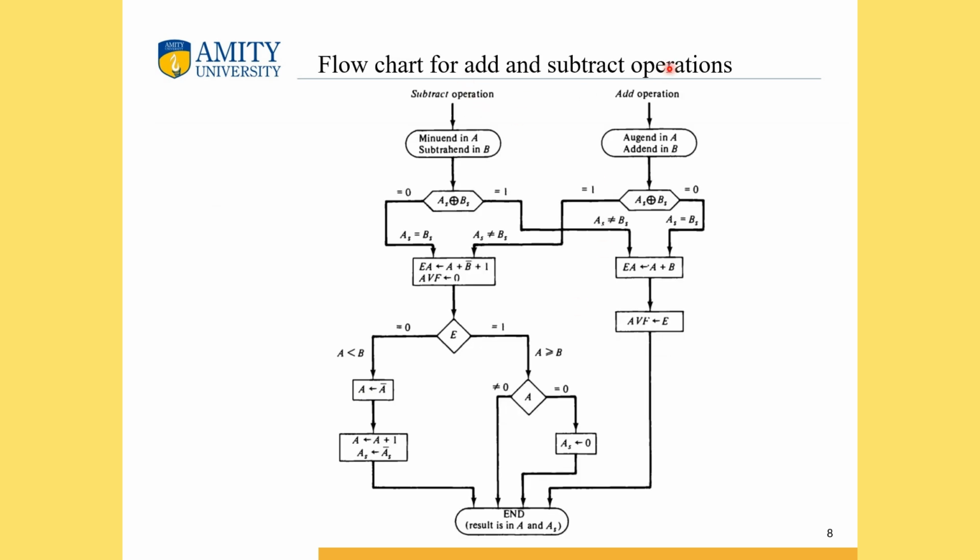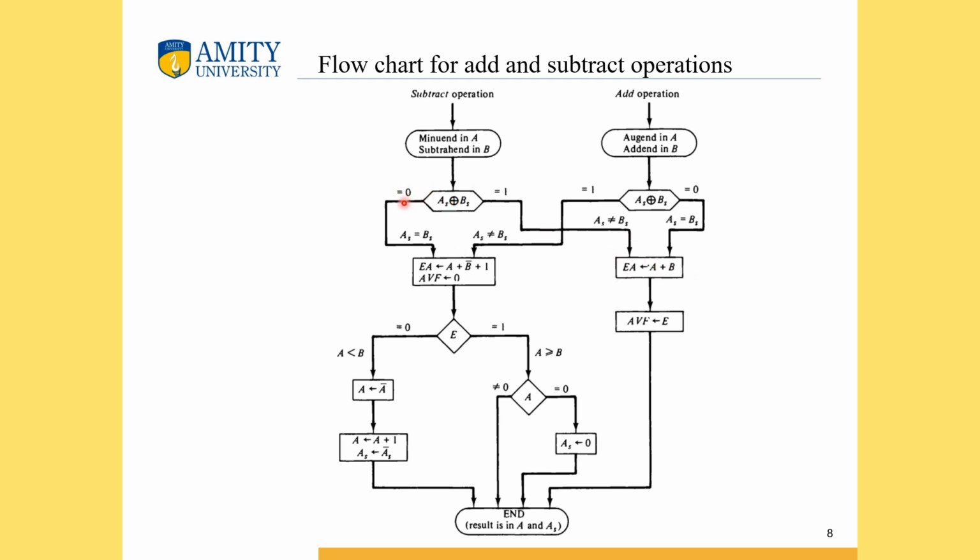The flowchart on the other hand is here. For an add operation, we have the augend in A and the addend in B. Once we do their XORing, if it's 0, that means they both are equal and they'll be added, and if it is 1, then that is subtraction because they are not equal. So it goes here, and then we do A plus B's complement and so on. We set the carry to the AVF, and that leads to the end, and we get the result. On the other hand, same for subtraction. If the XORing of A and B is 1, that means they are not equal, hence just add A and B.